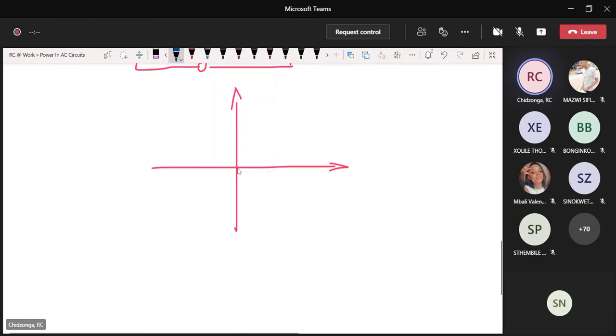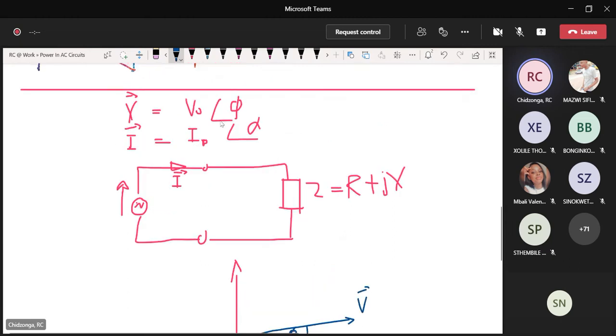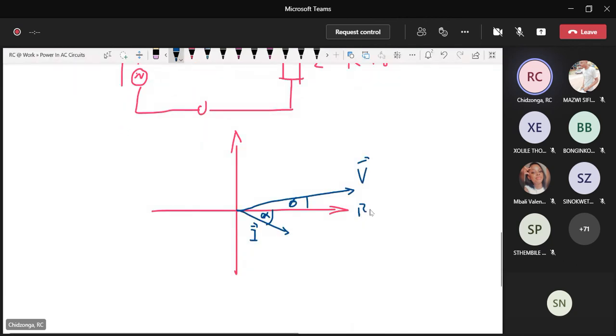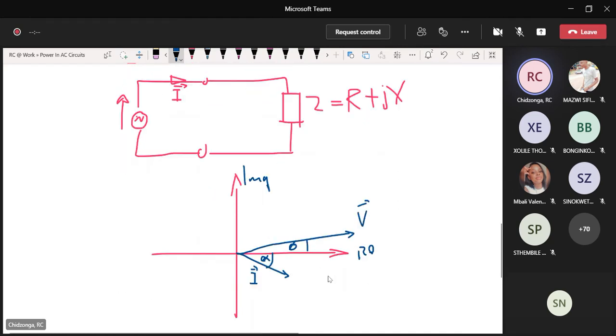So I may have my voltage doing this. I'll call that my voltage, in which case the voltage phasor, which I'm showing as phi, is this. I may have my current maybe like that, in which case the current phasor is that, and that angle here is alpha. So these are the two complex phasor equations represented in a phasor diagram. This is your real axis, this is your imaginary axis. The point I want to emphasize is because of what I'm going to say next. We are going to be talking about power factor, PF.